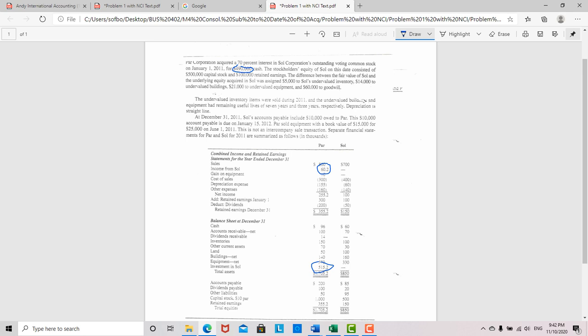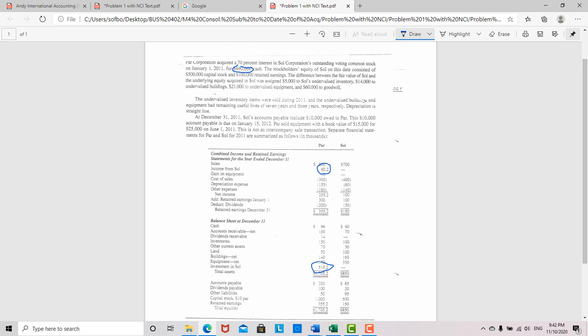And then finally, there's some irrelevant information because it's an old CPA exam problem. They always throw in irrelevant information. This says Par sold equipment with a book value of $15,000 for $25,000 on June 1, 2011. They're just telling you that the parent sold some equipment. And it's not an intercompany transaction, which you'll learn about in a couple of weeks. So it's totally meaningless information.